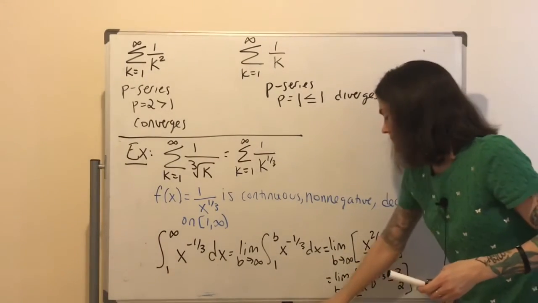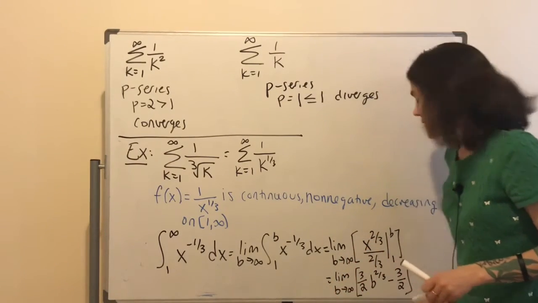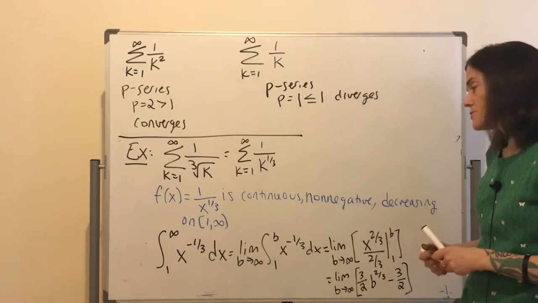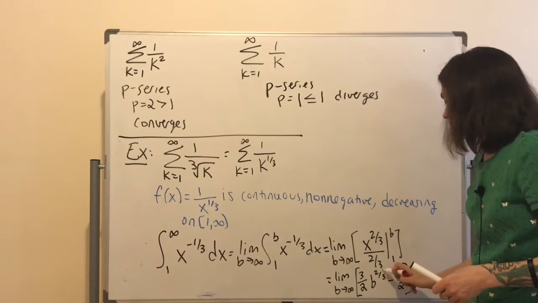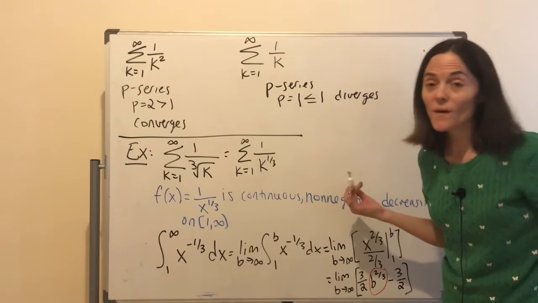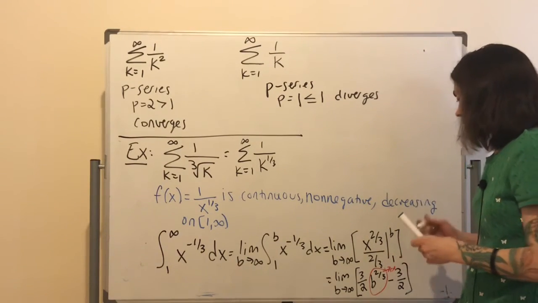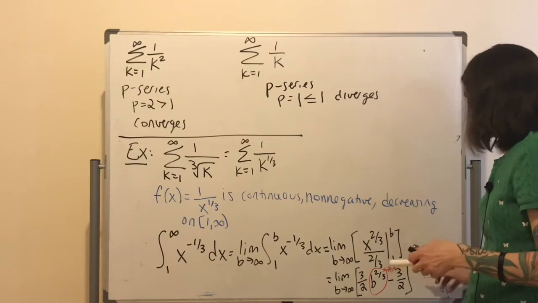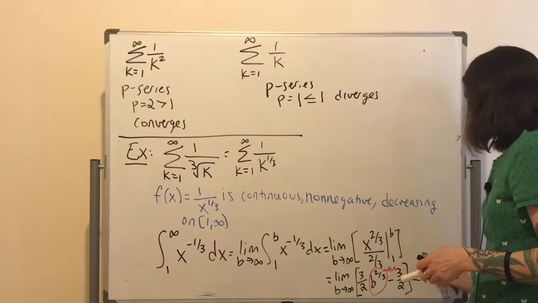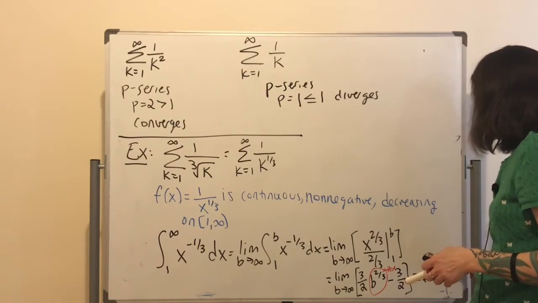Now, you see, b is growing without bound. If you raise something to the 2/3 power, this is the cube root of b squared, for example, this is going to infinity. So this integral is infinity, or does not exist as a finite number.